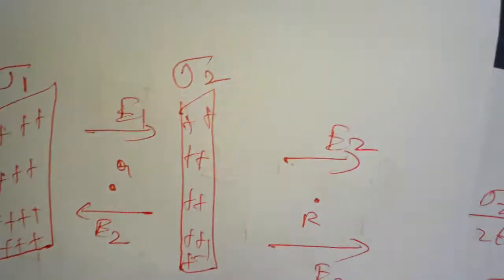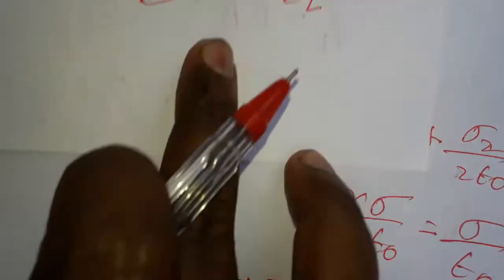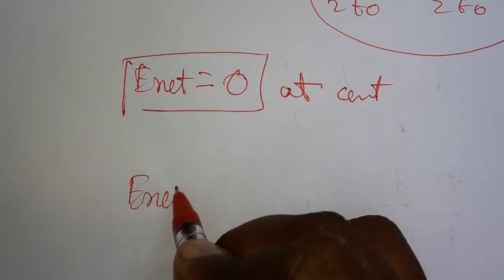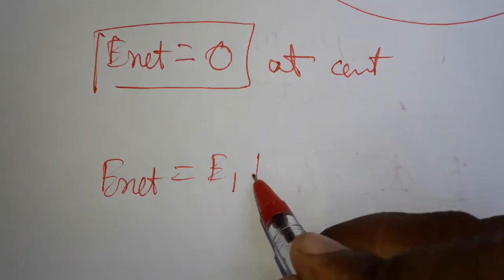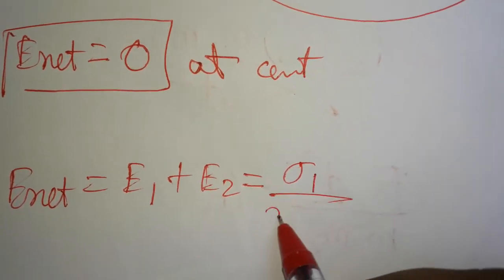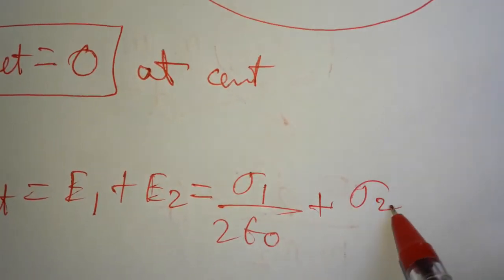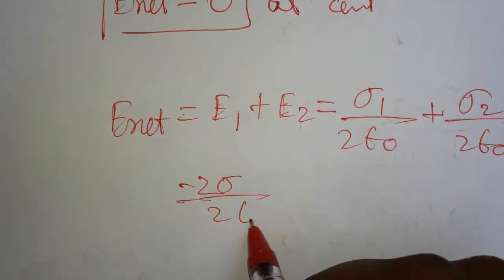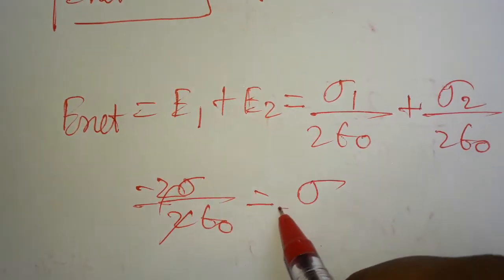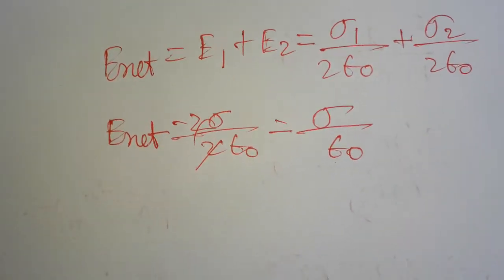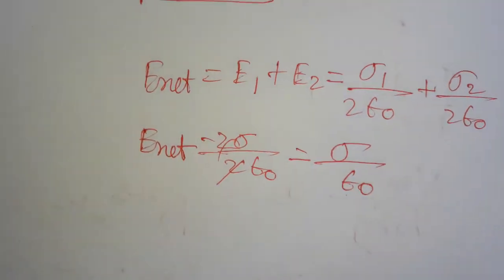Now at the point R, on this side, it is also represented in the same direction. So E net is equal to E1 plus E2. E1 is sigma 1 divided by 2 epsilon naught plus sigma 2 divided by 2 epsilon naught. Both are equal, so 2 times sigma divided by 2 epsilon naught. So we get sigma by epsilon naught as E net.